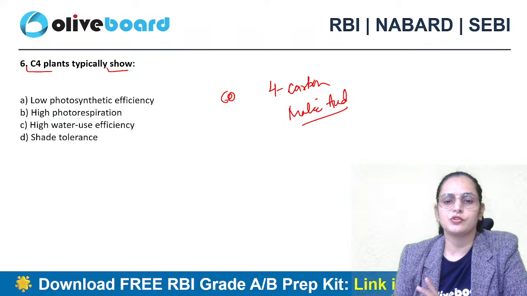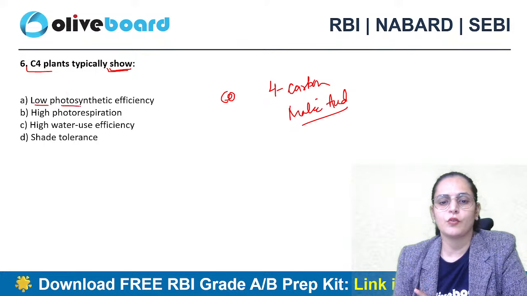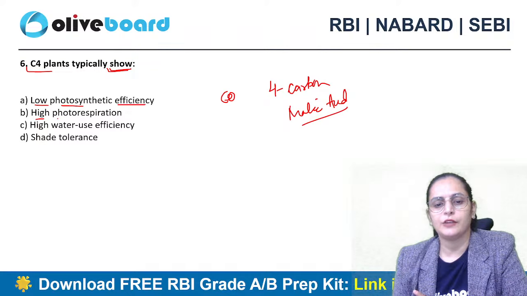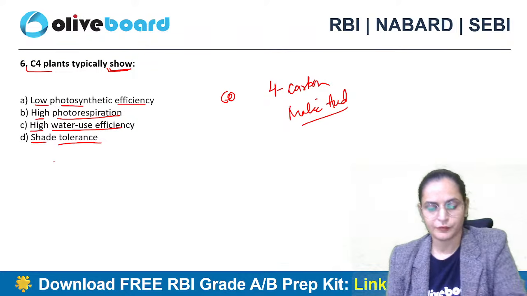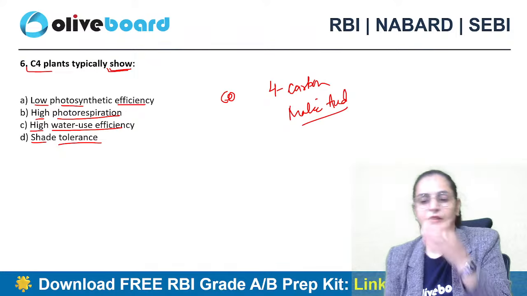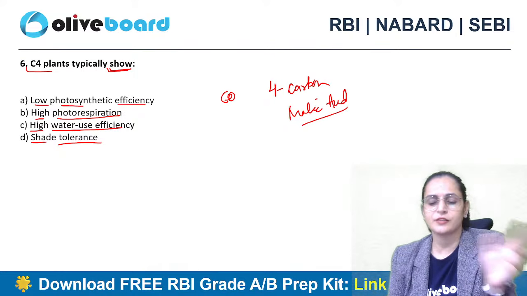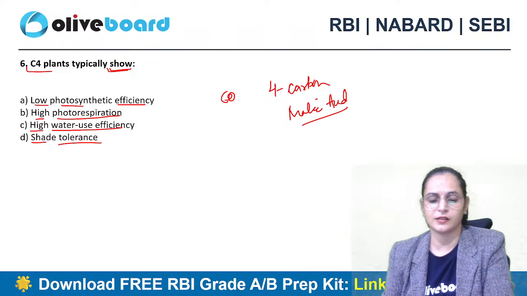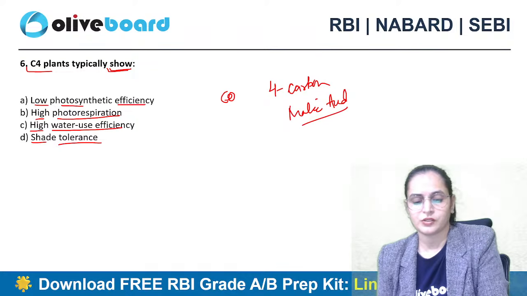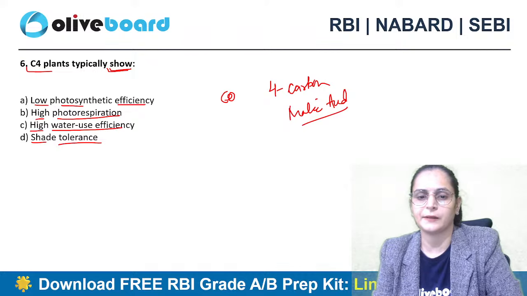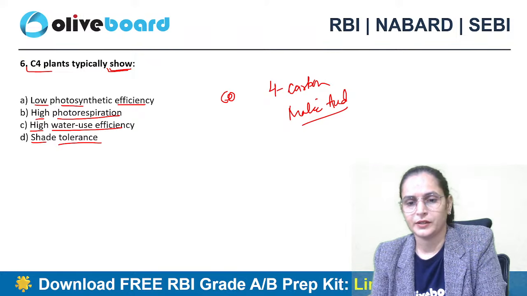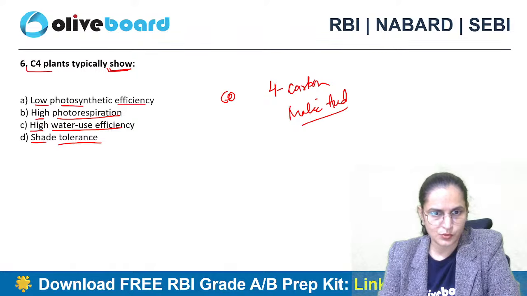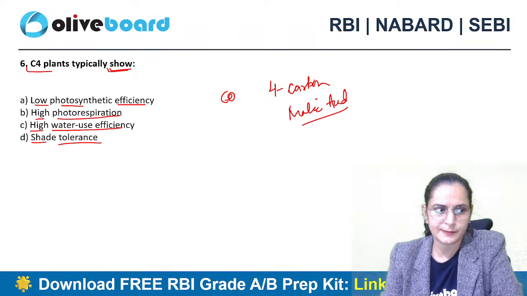So C4 plants typically show low photosynthetic efficiency, high photorespiration, high water use efficiency, or they are shade tolerant plants. Okay, so if you are covering these topics with the help of the notes that I am providing you in the batch class, you might be able to give the right answer for question number 6. So what should be the right answer? Yeah, please tell. For the sixth question, you are mentioning there will be high photorespiration.